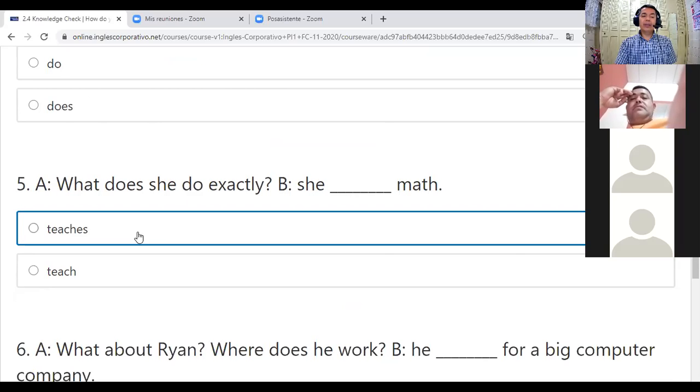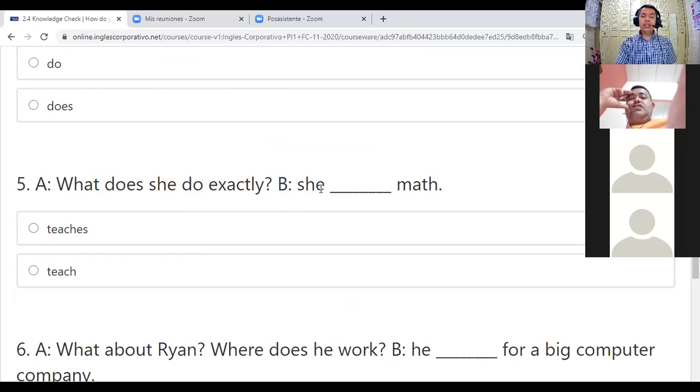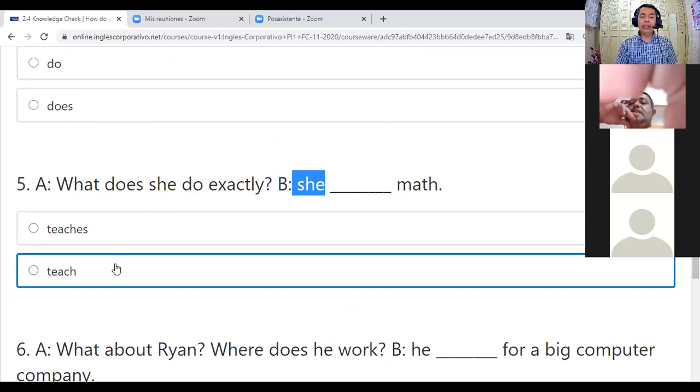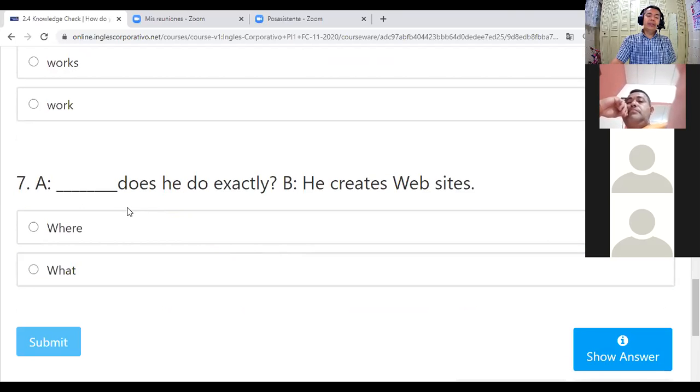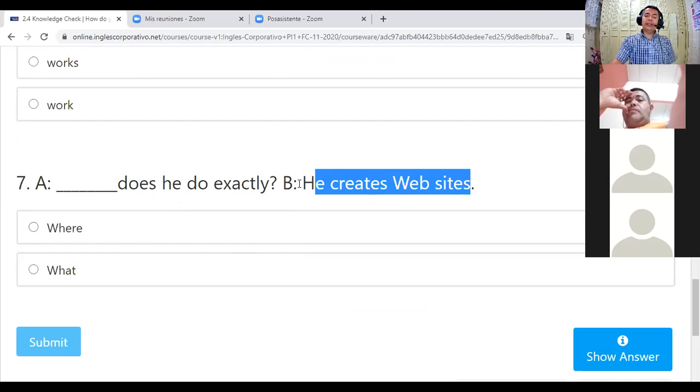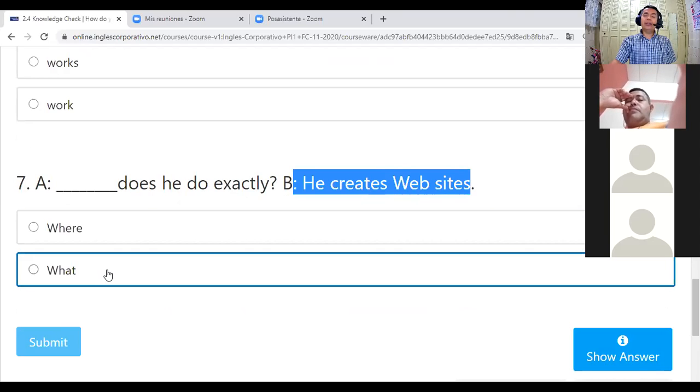Number five, what does she do exactly? She teaches or she teach? She is a third person singular, right? She es una tercera persona singular. Entonces, ¿cuál de las dos formas vamos a usar? Yes. Number six, what about Ryan? Where does he work? And then this is affirmative. So we say he works or he work. And number seven, where does he do exactly or what does he do exactly? And then you said, he creates websites. Él crea sitios en la web, right? So where or what? Where or what?